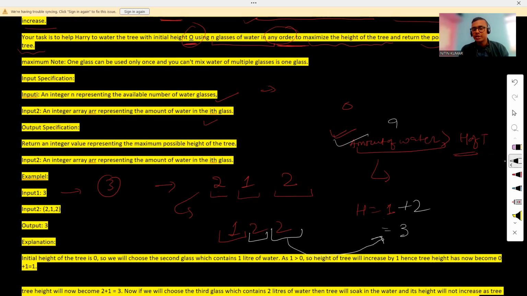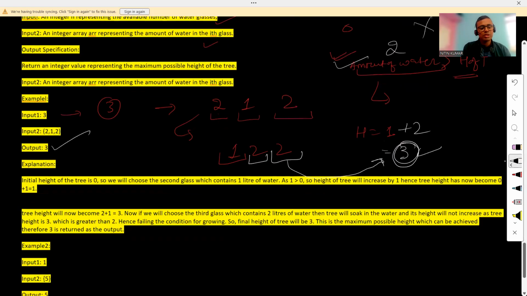So our amount of water is currently 2 and the height of the tree is 3. So this condition isn't valid. Even after pouring this water to the tree, we haven't got any increase in the height of the tree. So our overall height of the tree remains 3, and this is the maximum possible height that we can get. So this is our answer.